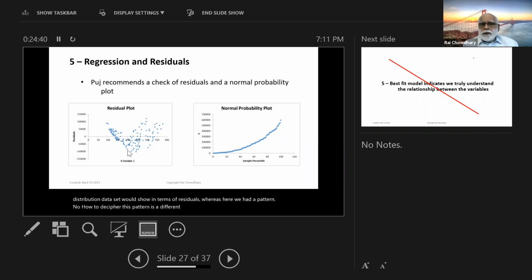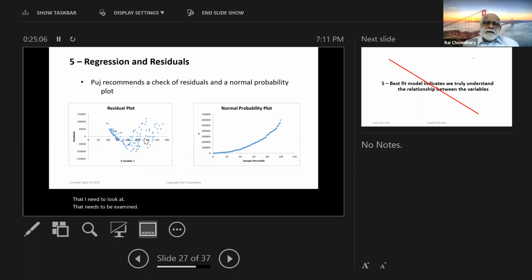But the moment you observe a pattern, you need to be asking some hard questions. Okay, my residuals are not showing meaningless scatter. They are showing a pattern. So what is going on? What did I miss? Was there a systemic bias? Was there another variable that I need to look at? That needs to be examined.